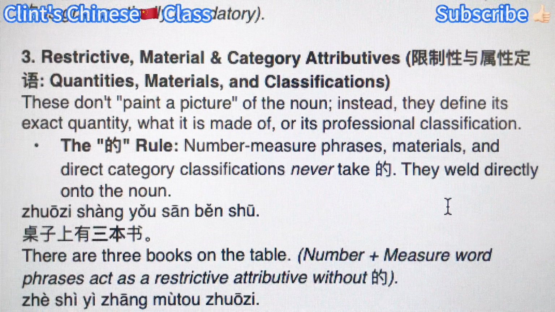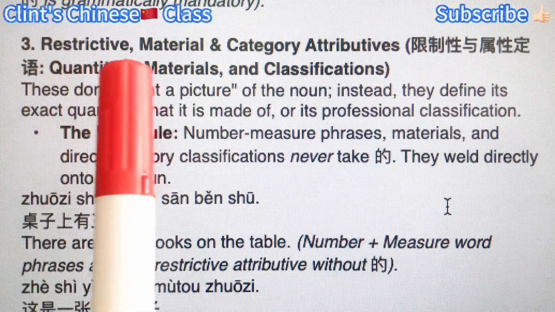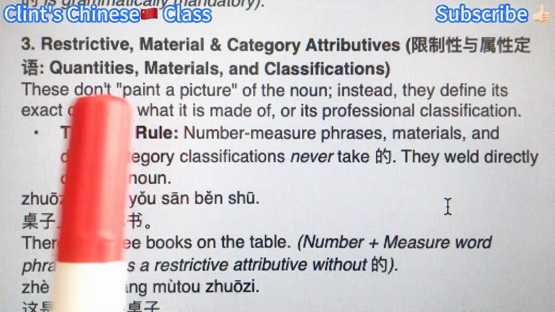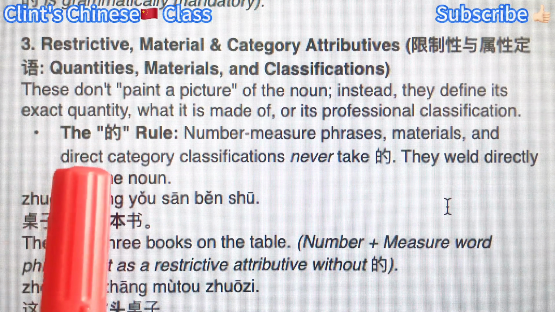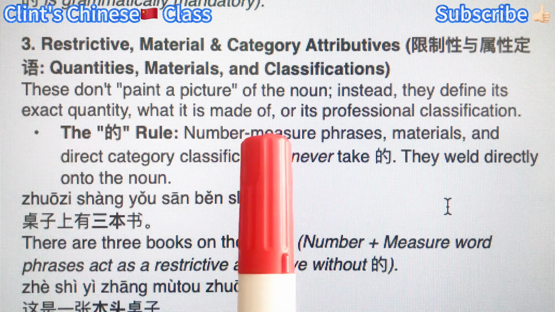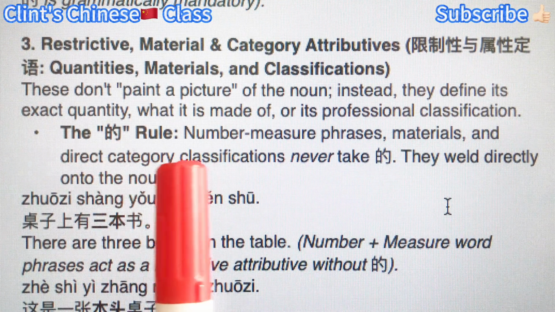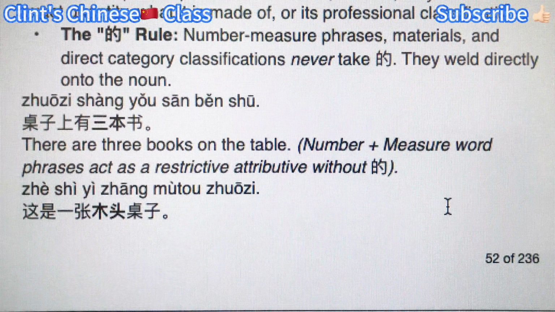All right, now the third type of attributive, restrictive, material, and category attributive. Usually to talk about quantities, materials, or classifications. Again, here, when you talk about number-measure phrases, materials and classifications, we don't need the de. So let's take a look.